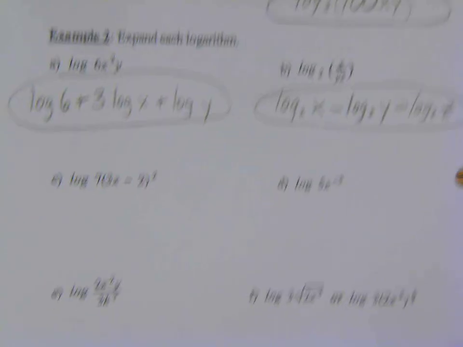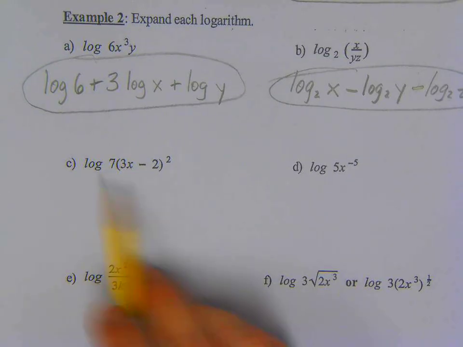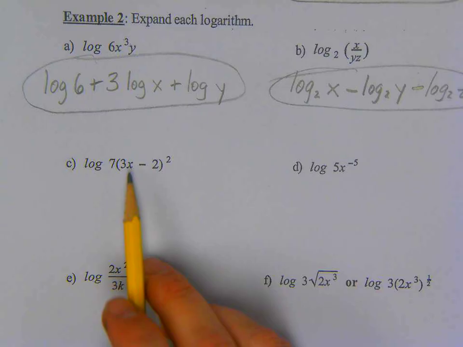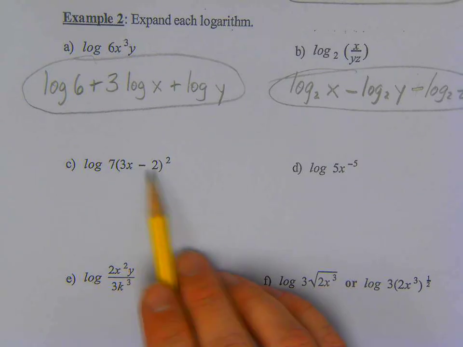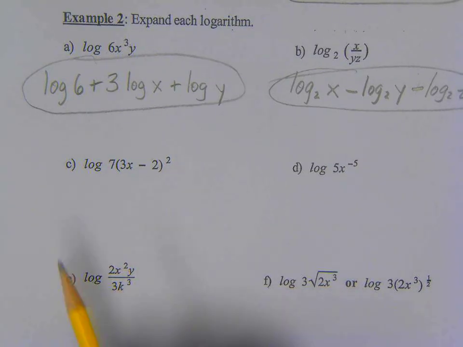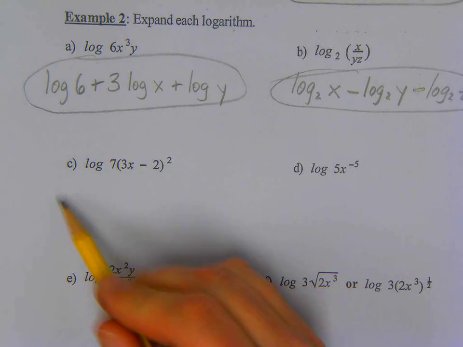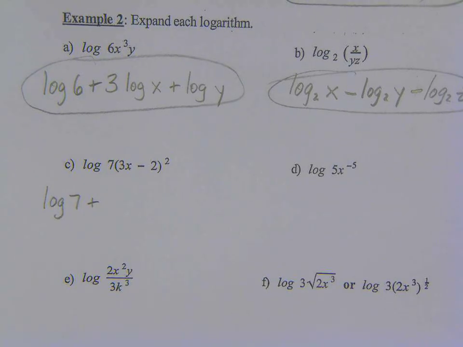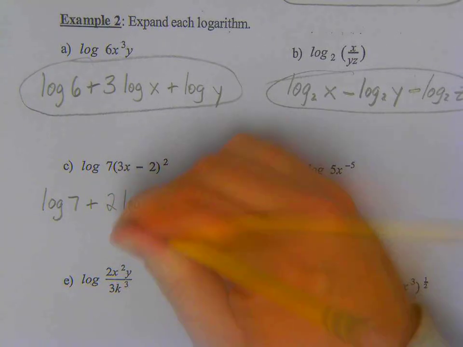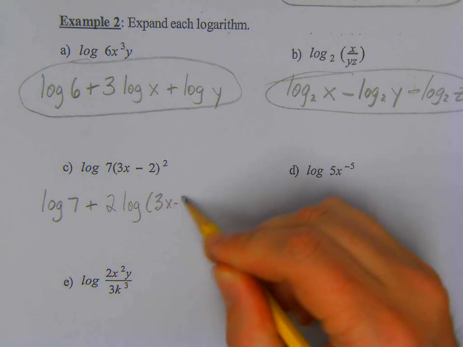All right? This could look confusing at first, but how many things are being multiplied here? Well, you could think of it as 3 if you think of 3x minus 2 twice, right? Or you could think of it as 2 if you're just thinking 7 and 3x minus 2 squared, right? It just kind of depends on how you look at it. But I'm going to go ahead and go log 7 plus, and then I'm going to pull that 2 out front. Yep, 2 log 3x minus 2.